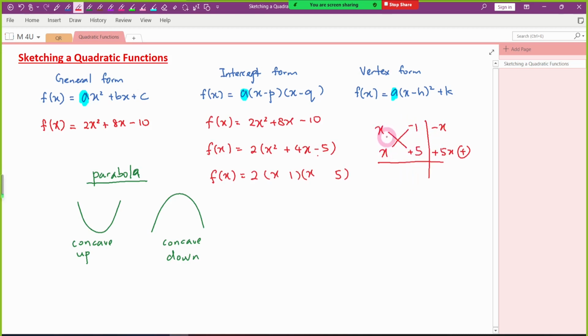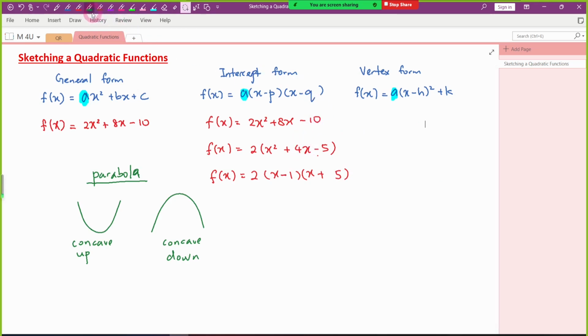Okay, now let's double check our answer. X times x, x squared, correct? Negative 1 times positive 5, negative 5, correct? These two add up together, we will get positive 4x. Now this combination is correct, so x minus 1, x plus 5. So just by looking at this, we know the x-intercept is equal to 1 and negative 5. Okay, so later on I will show you how do we sketch this graph.